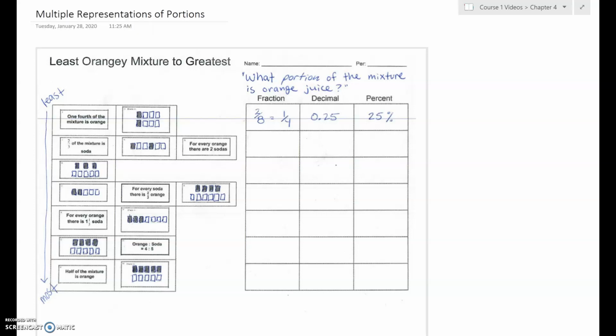This is a question about multiple representations of portions. It was actually classwork that we were doing today in class, and it involved this ratio problem arranging Fizzy Orange drink from least orangey to most orangey. The first one was done for us, so 1/4 of the mixture is orange. This picture, which is 2/8 here, is equivalent to 1/4. That's why they're connected here.